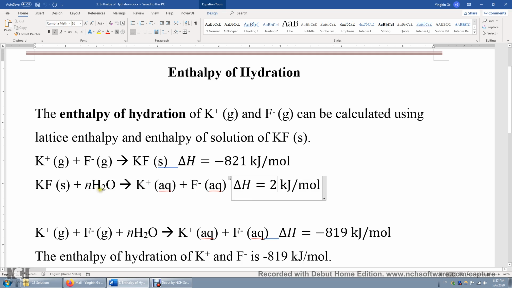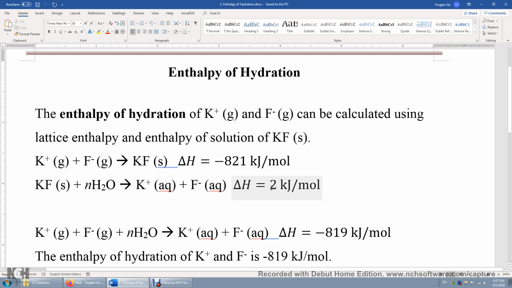Why is that? It's because to form separated K+ and F- ions, you first need to break this crystal apart into those ions. So this part takes energy. This part releases energy. Overall, delta H is plus 2 kilojoule per mole.